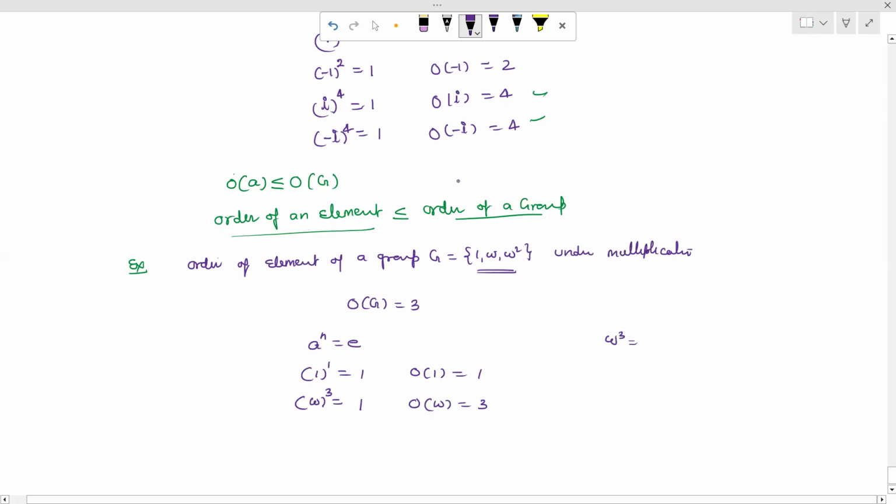Okay, we know that omega cube equals 1, the cube root of unity. So what is the order of omega square? When we take omega square raised to the power 2, it gives us omega 4, which means omega, so not 1. But omega square raised to the power 3 gives 1. So the order of omega square is also 3.